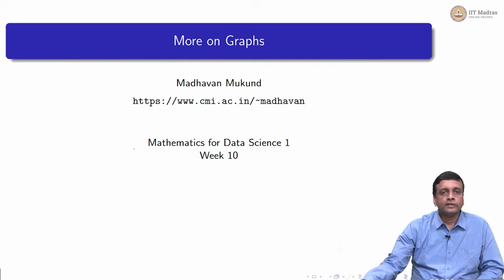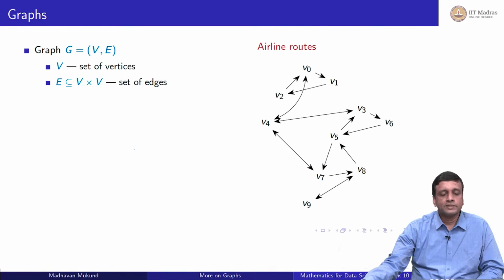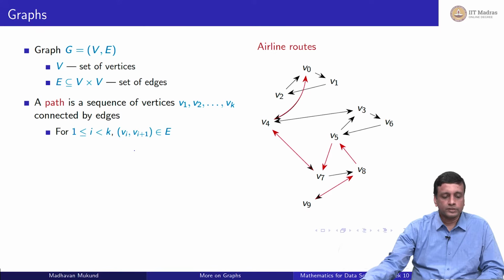So in our first lecture, we introduced the concept of a graph. We said that a graph consists of a set of vertices and a set of edges. The edges are just pairs of vertices, so the edge relation is a subset of V cross V. For example, we had this directed graph on the right, which represents airline routes.